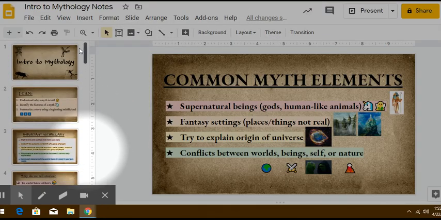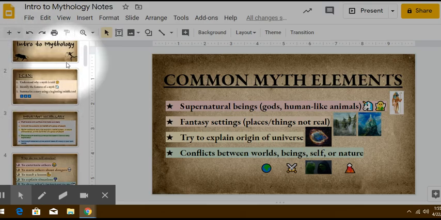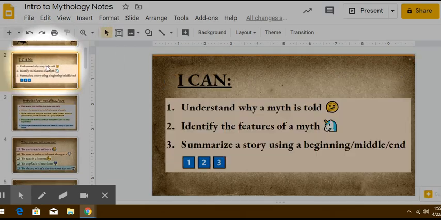Okay, so we read the story, the beginnings of the Maasai, and you'll be doing a quiz over all the things we talked about in our intro to mythology, okay? So you need to understand why a myth is told, be able to identify the features of a myth, and summarize a story using a beginning, middle, end model, okay?